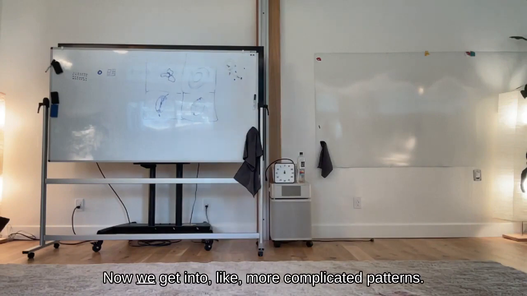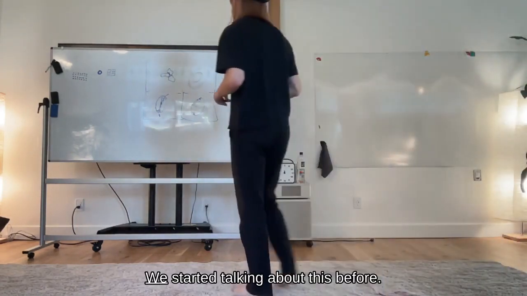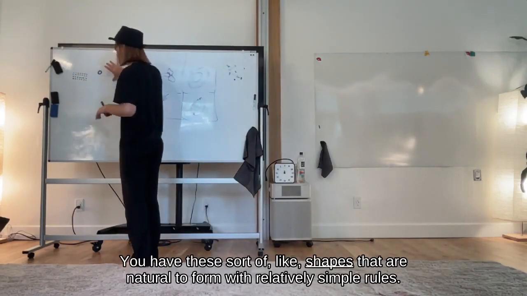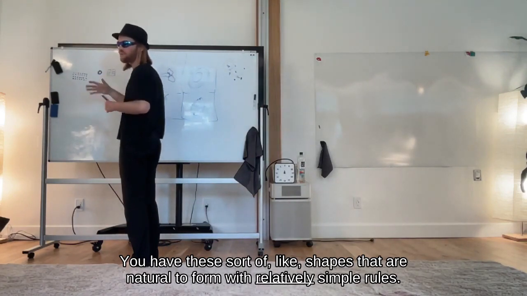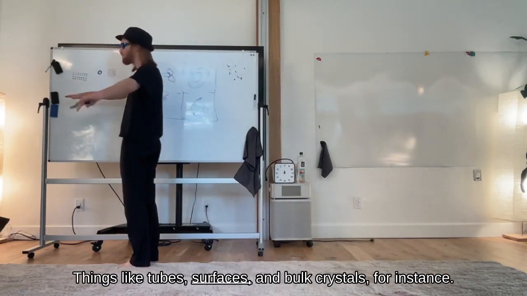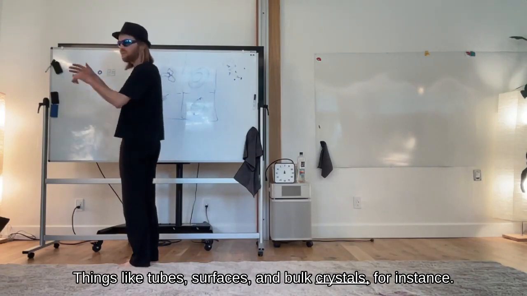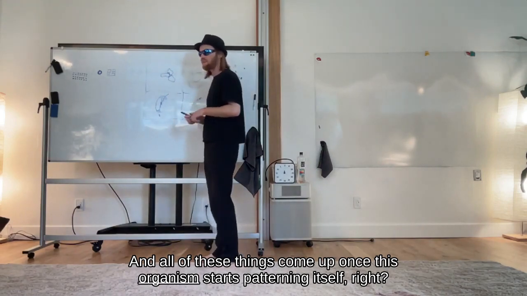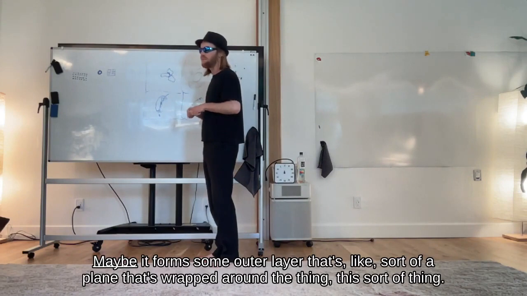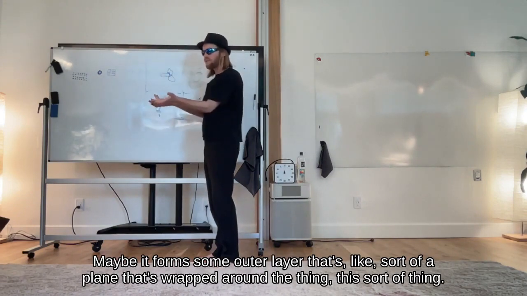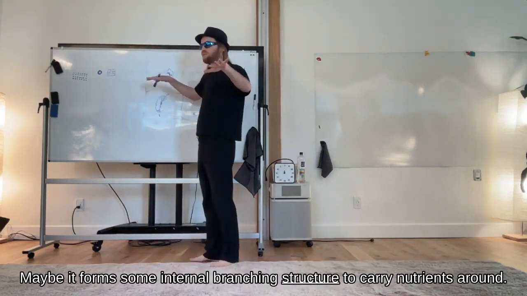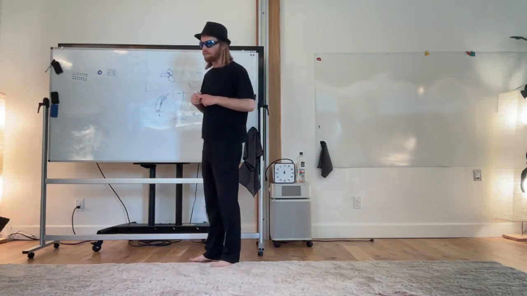Next up, now we get into more complicated patterns. We started talking about this before. You have these shapes that are natural to form with relatively simple rules, things like tubes, surfaces, and bulk crystals, for instance. And all of these things come up once this organism starts patterning itself. Maybe it forms some outer layer that's sort of a plane wrapped around the thing, so like this. Maybe it forms some internal branching structure to carry nutrients around. All of those are possibilities. Okay.